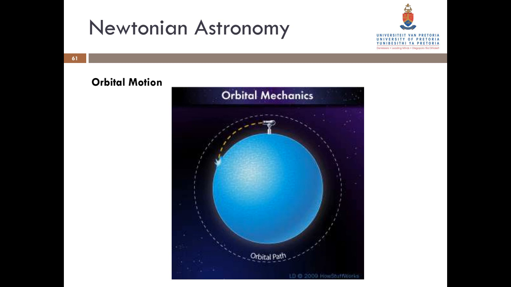Who of you have watched SpaceX launches? Why in a SpaceX launch do they aim for a speed of 27,000 kilometers per hour? Because that is the escape velocity for that space vehicle. Have you realized that?